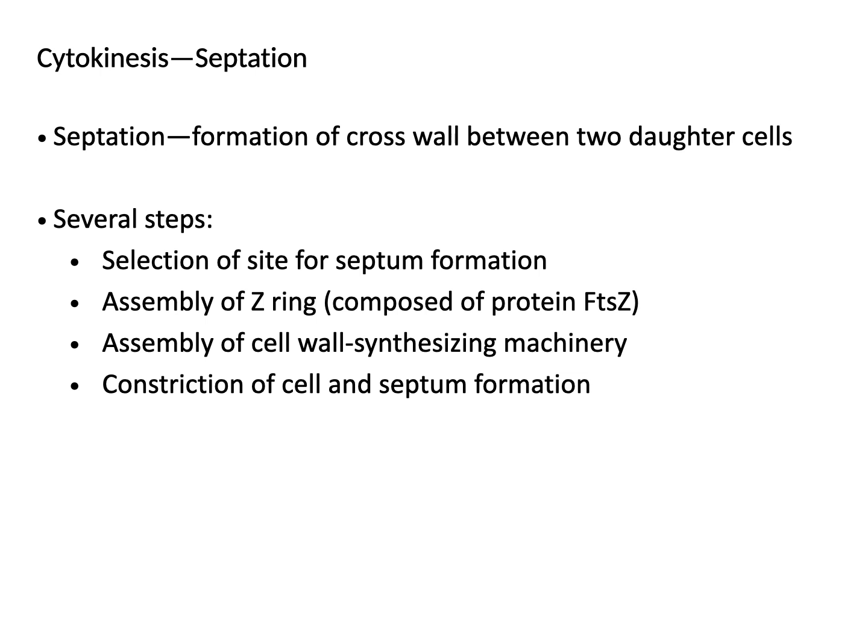And again, just like our previous step, there are several steps in this process of cytokinesis. So first we have the selection of the site for the septum to form. We have to have the assembly of the Z ring. This is going to be composed of proteins known as FtsZ. And then we're going to have assembly of the cell wall synthesis machinery. And so those peptidoglycan subunits are going to have to be synthesized and then assembled to form the cell wall. Then we have the construction of that septum being formed.